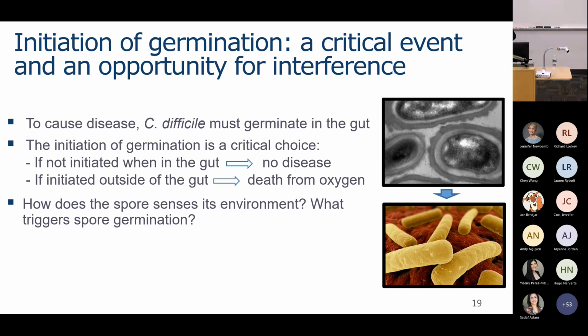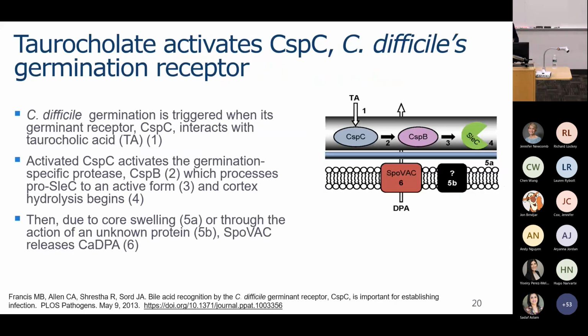And so we already talked about the fact that without germination, there's no disease, and germination is really a key factor. So the question is, what is triggering germination? How does the spore know that it is safe to germinate? How does the spore know that it's in the gastrointestinal environment and can germinate? And so apparently, there is a protein on the surface of the spore that's known as CspC. And this CspC is activated by, in this particular case, taurocholic acid. Taurocholic acid is a bile acid, and we'll talk about bile acids in a second.